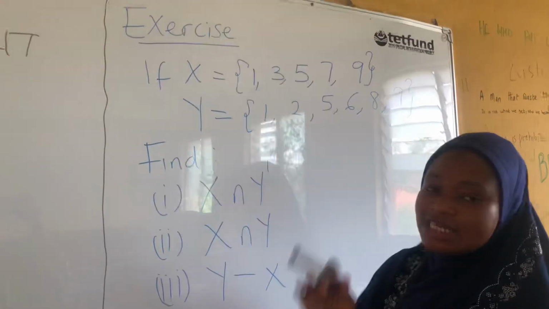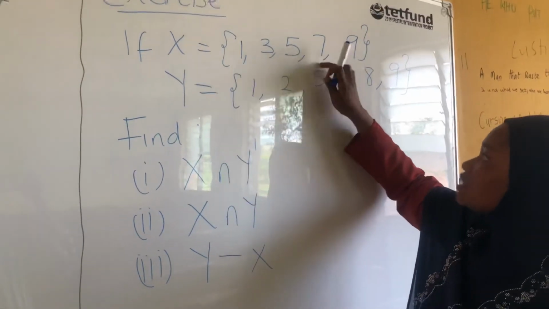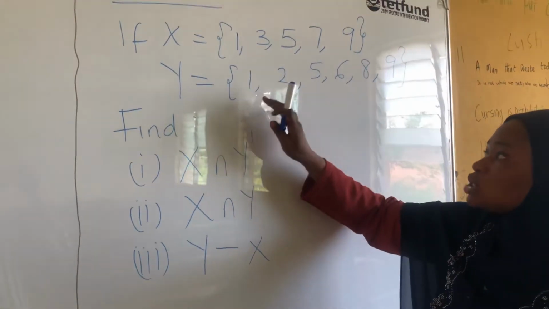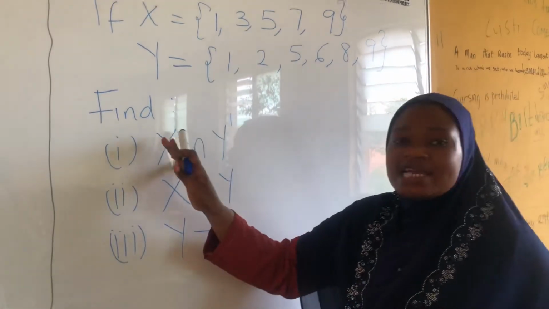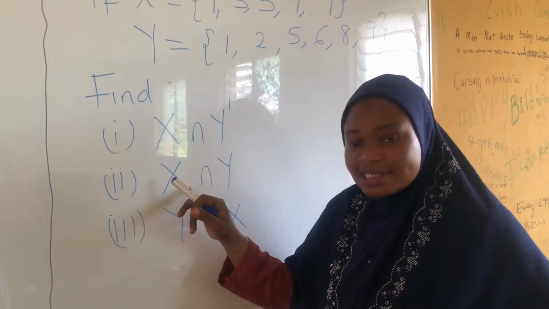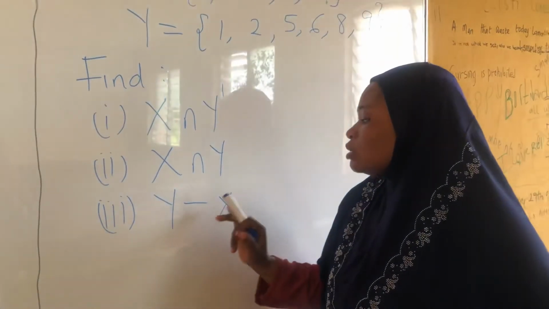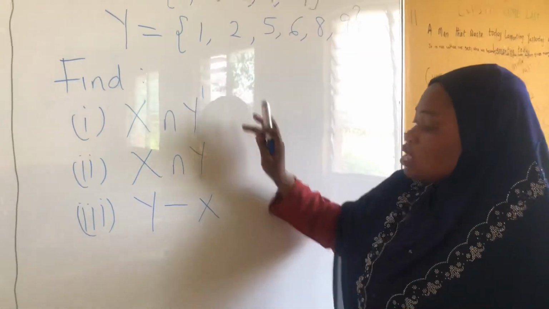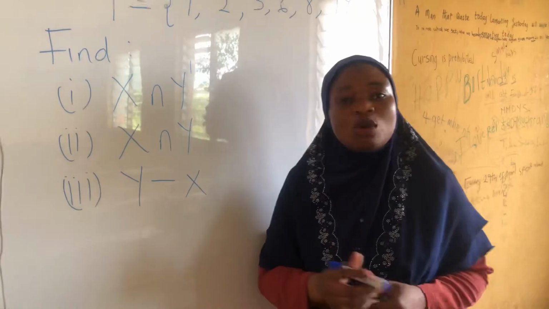So this is an exercise for you to do. If X is equal to {1, 3, 5, 7, 9} and Y is equal to {1, 2, 5, 6, 8, 9}: Number 1, find X intersect Y prime. Number 2, find X intersect Y. Number 3, find Y minus X. You know what this means. So please make sure you do it and write the answer in the comment section.